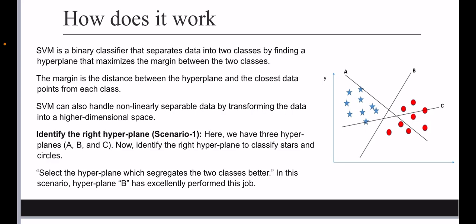Identify the right hyperplane, scenario 1. Here we have three hyperplanes A, B and C. Now identify the right hyperplane to classify stars and circles. Select the hyperplane which segregates the two classes better. In this scenario, hyperplane B has excellently performed this job.